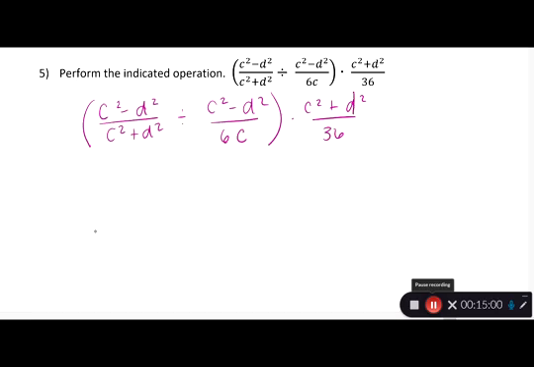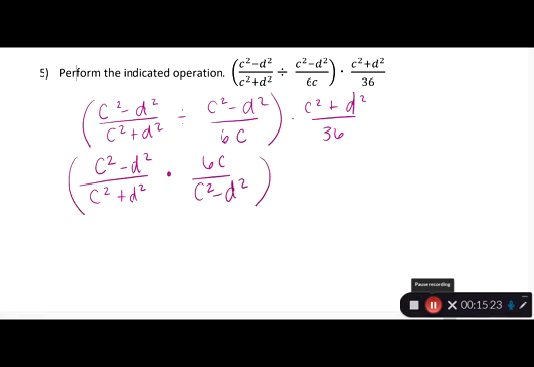And so first thing we want to do is start factoring. You can go ahead and flip this for the division if you'd like to. So we'd write it as c squared minus d squared over c squared plus d squared times, because remember we do keep, change to multiplication, and flip the last fraction, right? And this is just what's inside the parentheses. We're not even going to mess with what's outside the parentheses until we finish in the parentheses first, okay?